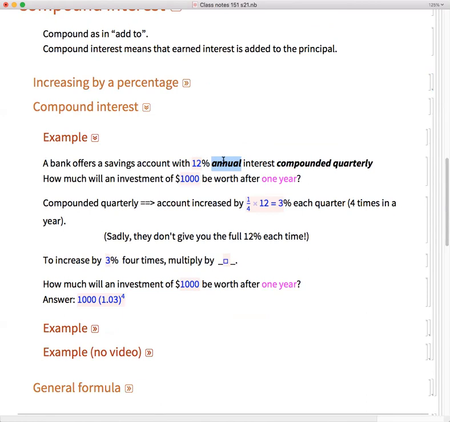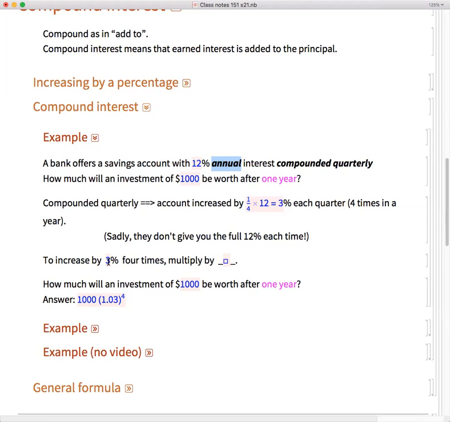Okay, so compounded quarterly means that the bank isn't going to give you the 12% all at once. Instead, they're going to give you 1/4 of that 12% each of the 4 quarters of the year. That is 4 times a year. So it's too bad they don't give you 12% every 3 months, but they only give you 1/4 of the annual interest rate. Okay, so this is what we did as a review.